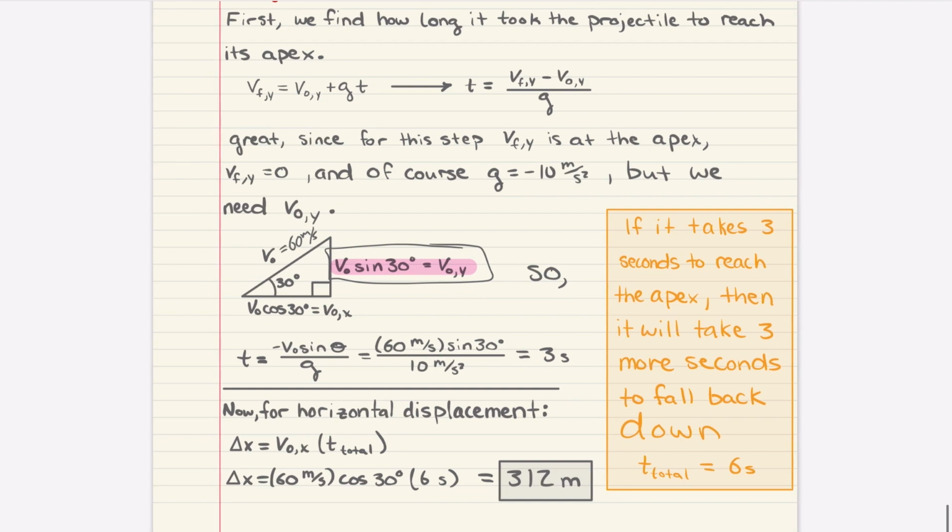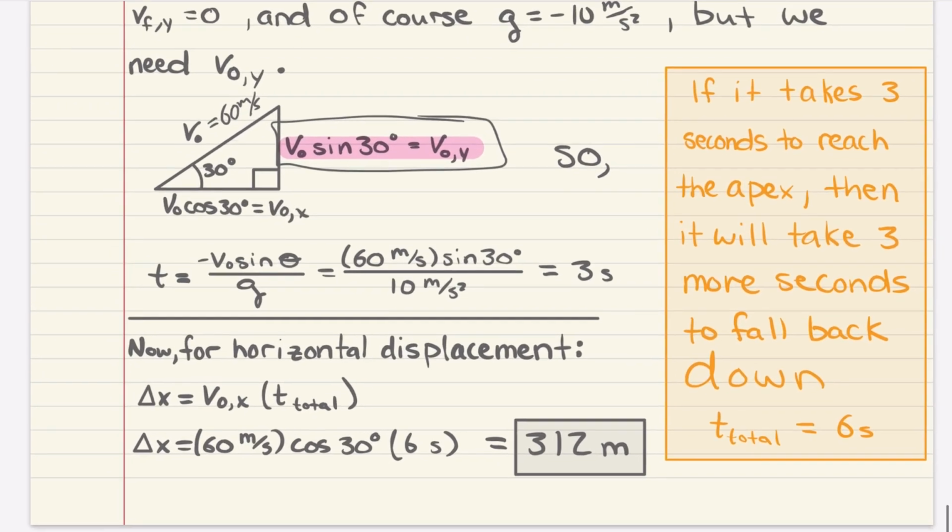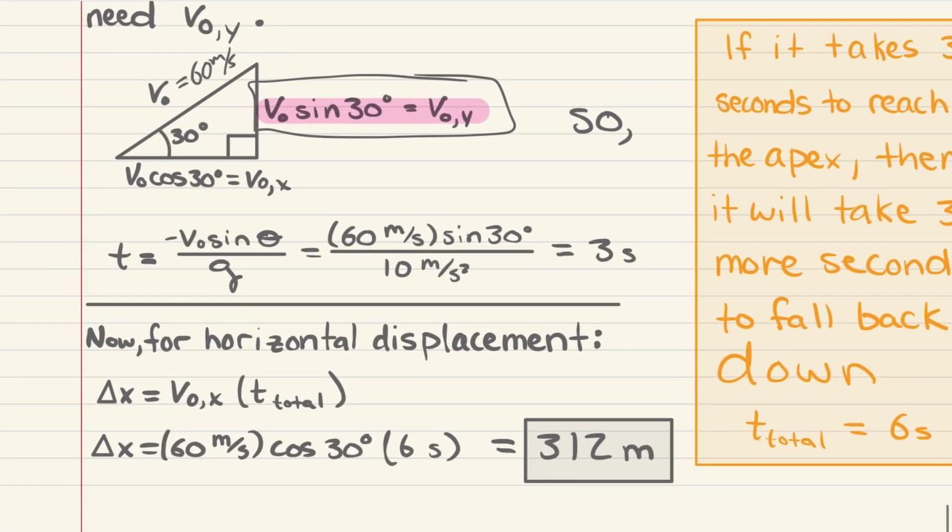Now, in orange over here, you're going to see that I made a note. If it takes 3 seconds to reach the apex, then it will take 3 more seconds to fall back down for a total projectile time of 6 seconds. We're going to need that to find our horizontal displacement. So for our horizontal displacement, we're going to use this relationship. Delta x is equal to our initial velocity times time.